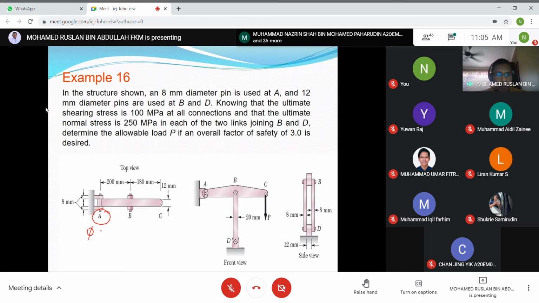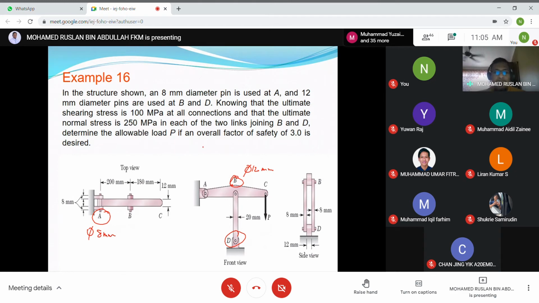The diameter is 8 millimeter, and 12 millimeter diameter pins are used at point D and point B. So this is point B and point D, where the diameter is 12 millimeter. Knowing that the ultimate shear stress is 100 megapascal in all connections.